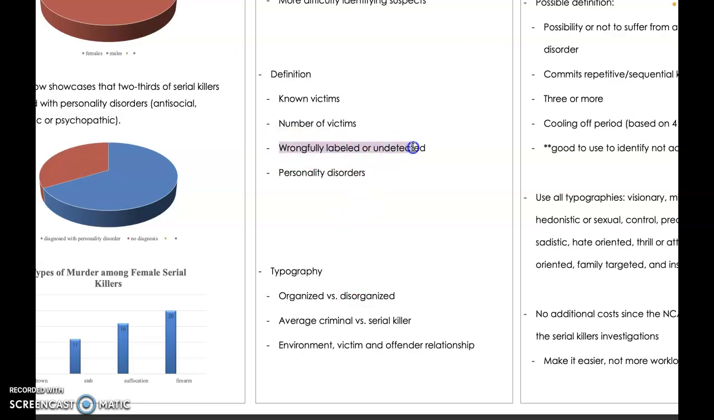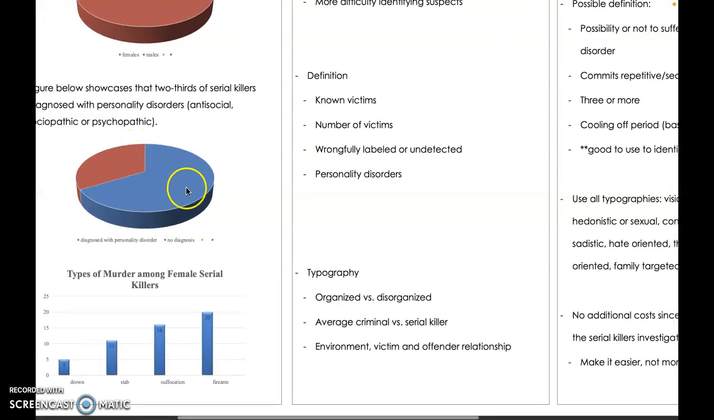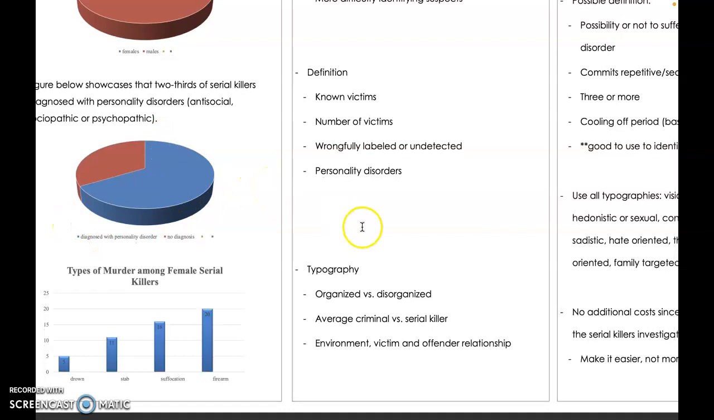Like I said, wrongfully labeled or undetected. A lot of serial killers do go undetected because they don't find the victims, and they're just seen as a murderer and only tried for that 1 murder. Again, with the personality disorders, not always will they be diagnosed with a personality disorder, which makes it even harder to find the serial killer.